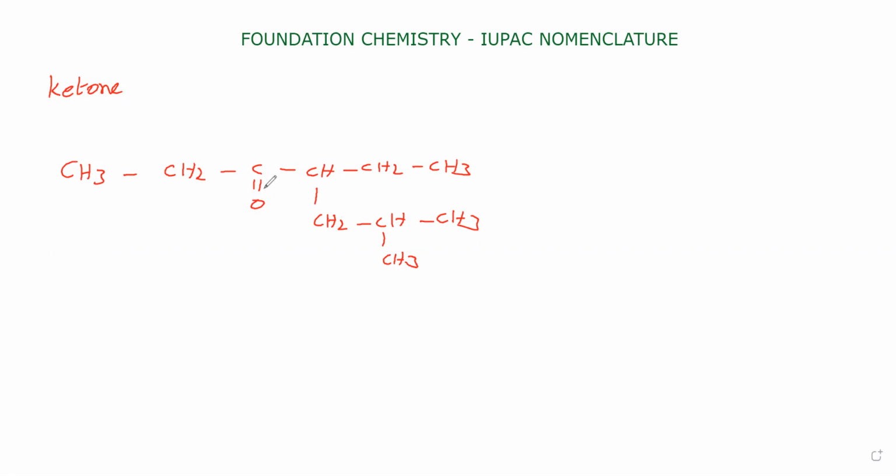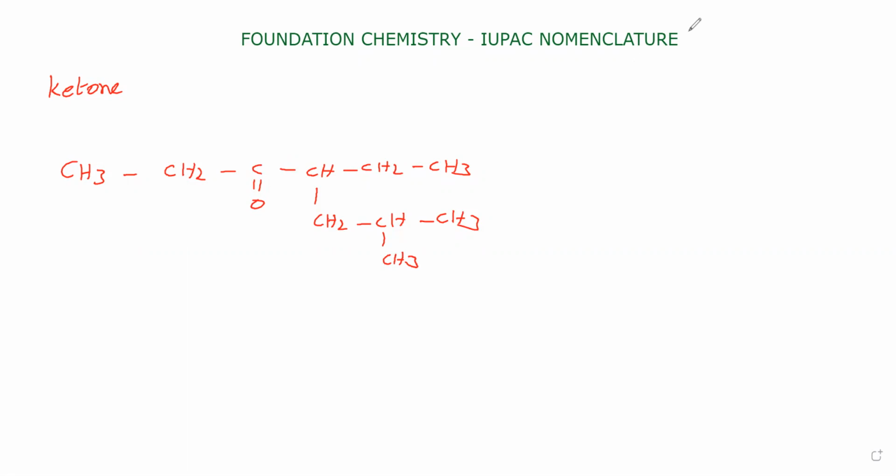In this molecule, what is the functional group present? Ketone is the functional group present, C double bond O. Now, how to name this organic compound? First you select the parent chain. Parent chain means the longest continuous carbon chain. The ketone functional group contains a carbon, and this carbon must be present in the parent chain.